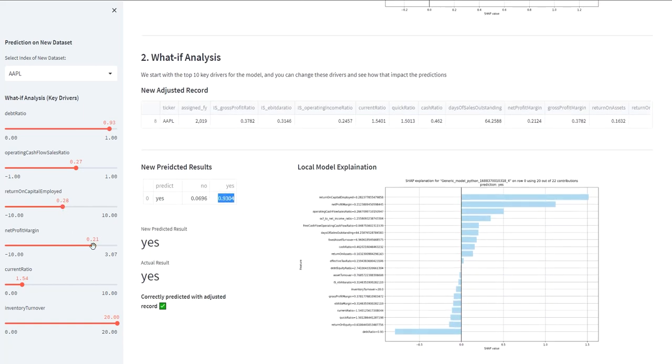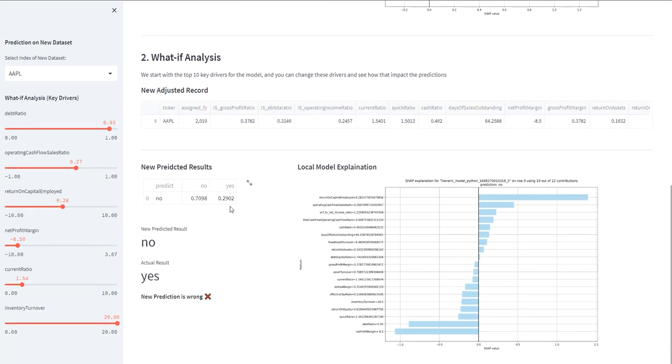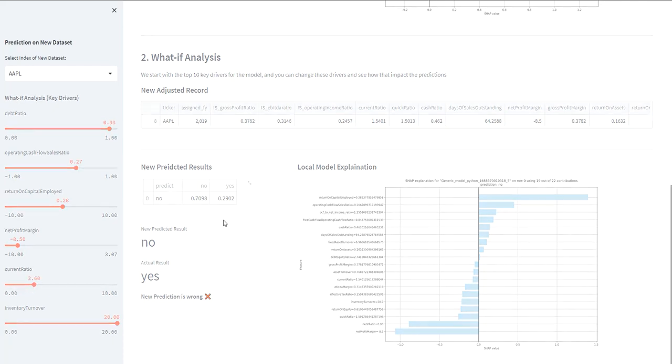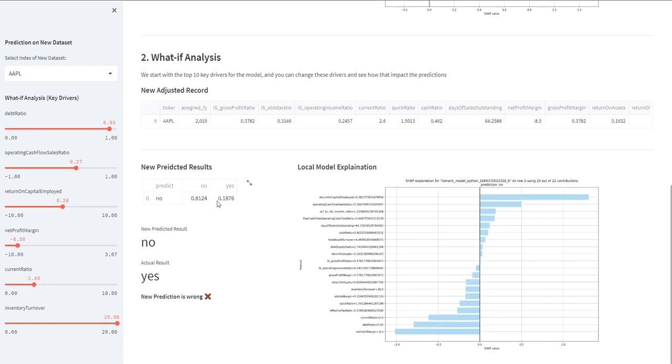But if you say net profit margin is negative, right? What if Apple is doing a very poor job on just making money, right? You can say immediately that the result becomes no, right? Just by turning this knob, like net profit margin, you can basically fine tune the model and do some what-if and sensitivity analysis on which one is more of a key driver. Same thing for current ratio. If you say current ratio is super high or super low, that will drive the results even further, right? You can see.